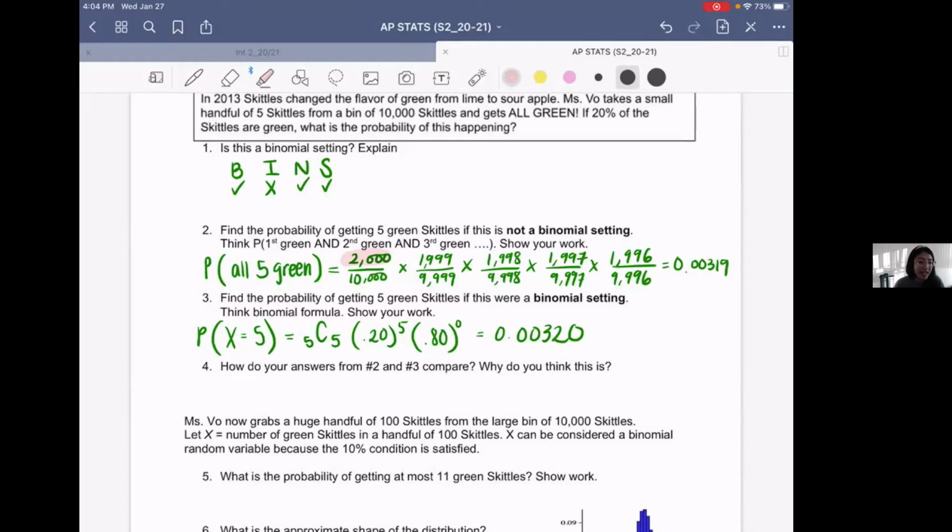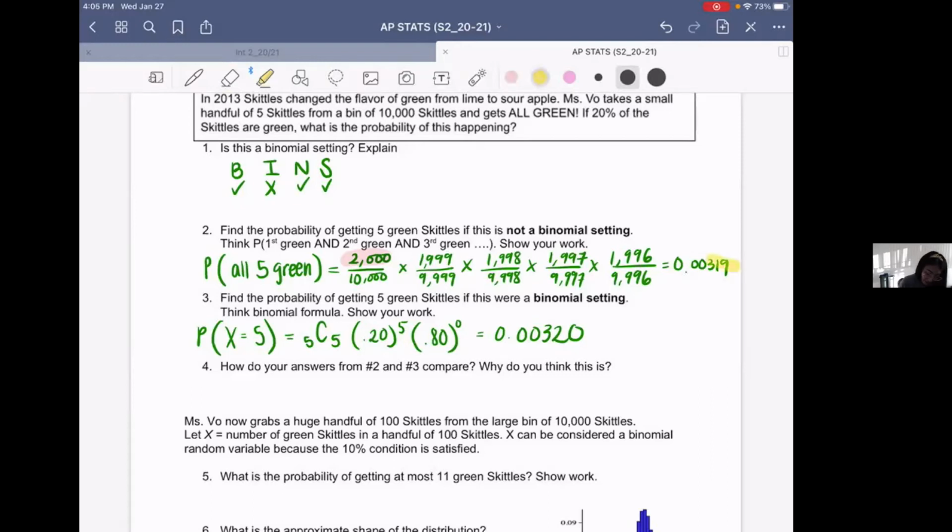In terms of part 3, we're looking for the probability that we select all of those Skittles to be green. So it should be x equals 5, which is represented by 5 choose 5, and then times 0.20 to the 5th power, because we want all 5 of them green, and then we don't want any that is not green. So the chance of that is 0.8, and then when we calculate those values out, we get 0.00320.